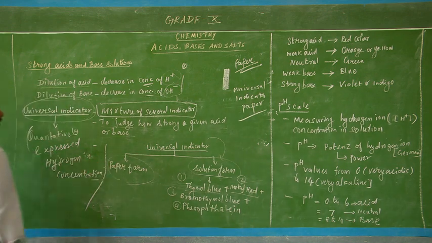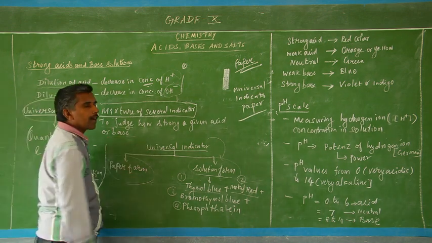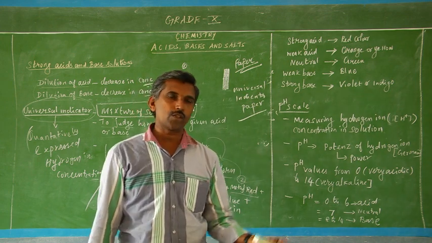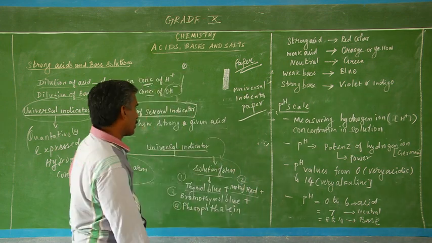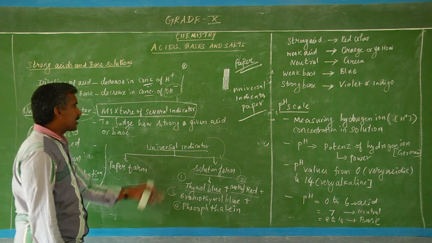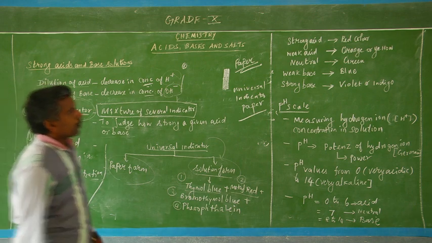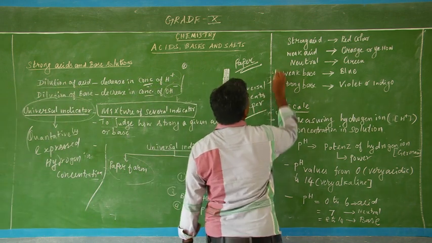What are the uses of universal indicator? To judge how strong an acid or base is, that is, how much H+ ion is present, whether it is a strong acid, weak acid, strong base or weak base. This is easily judged using universal indicator. Now, a very important point from the board point of view.